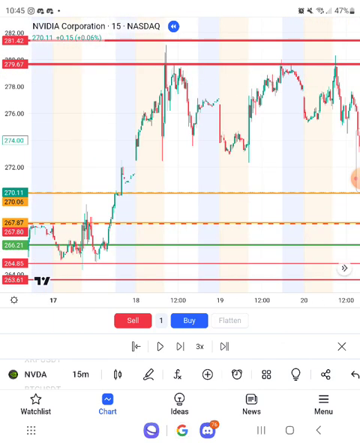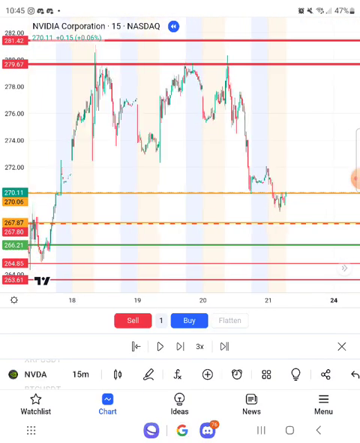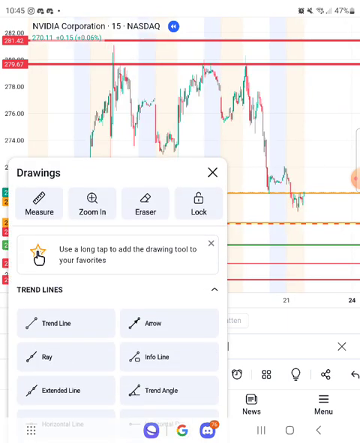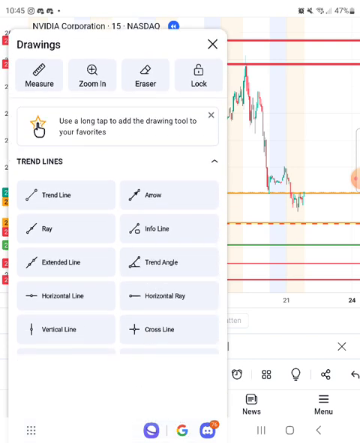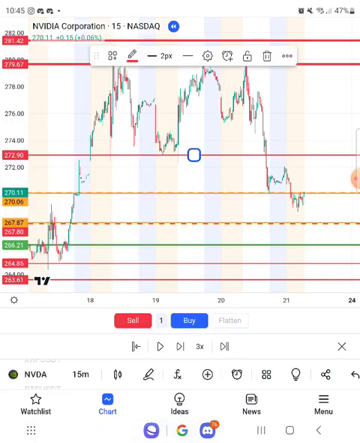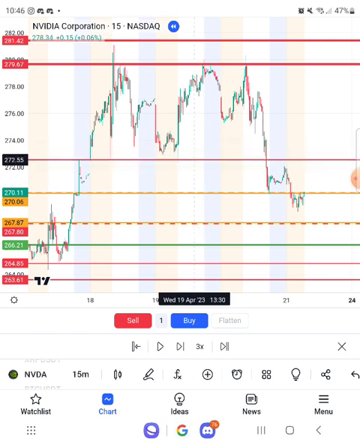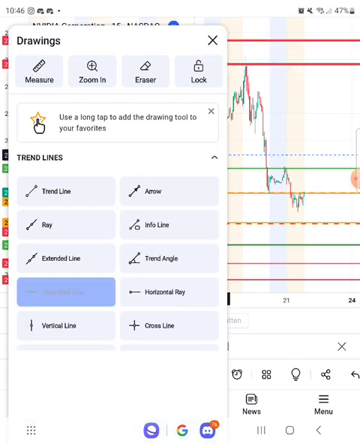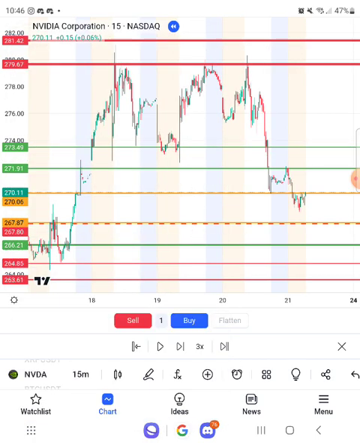Now to the upside, I'm going to mark certain areas where I suspect the price may reach. So here we have a gap, so I'm going to mark the zone. I'm going to put it green. Then I'm going to mark another zone. This is also going to be green. Okay.